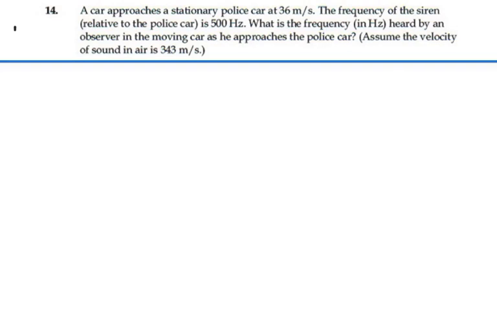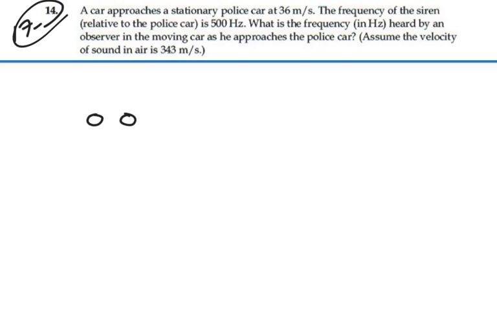Here's problem 1714. A car approaches a stationary police car at 36 meters per second. The frequency of the siren relative to the police car is 500 hertz. What is the frequency heard by an observer in a moving car as he approaches the police car? Assume the velocity of sound in air is 343 meters per second.